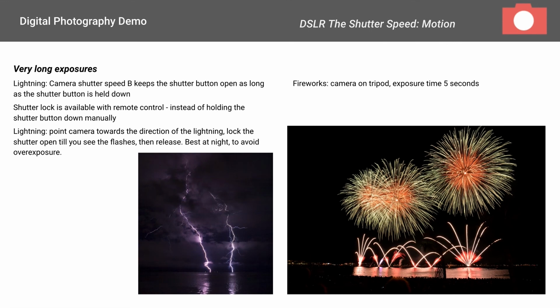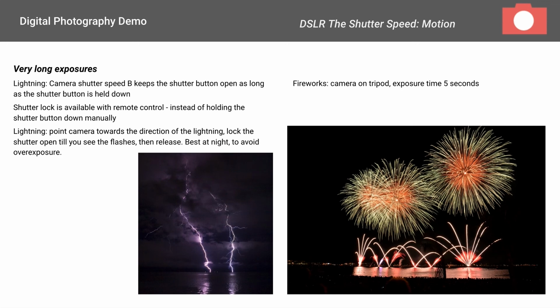Very long exposures. Most of the phone cameras that I've seen will only keep the shutter open for 1 second or so. If you have a DSLR, you can keep the shutter open as long as the button is held down, or you can use a remote control.